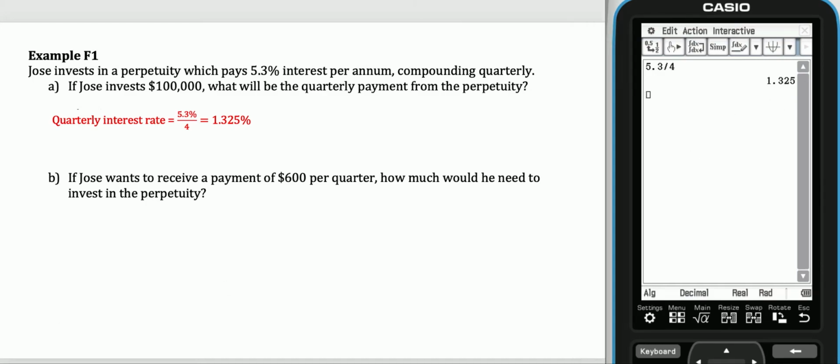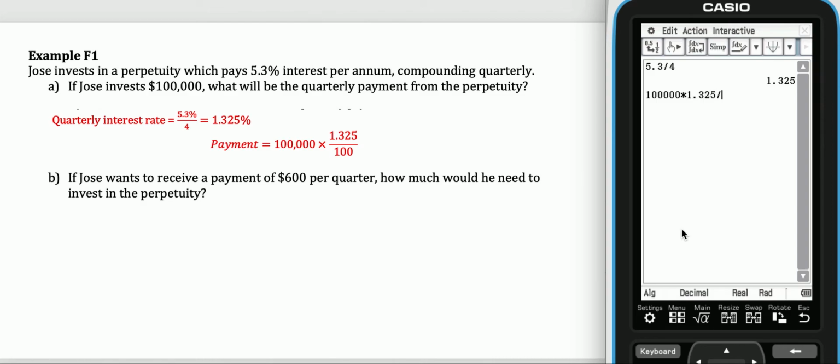Yep. Then we go to the formula and say the payment will equal V0 × R/100. That's just using the formula that was on the previous slide. So payment equals V0 × R/100, which in this case is $100,000 because the initial investment is $100,000, times 1.325 over 100. Chuck that into the calculator. That tells us that we're going to receive a payment of $1,325 each quarter from this perpetuity.